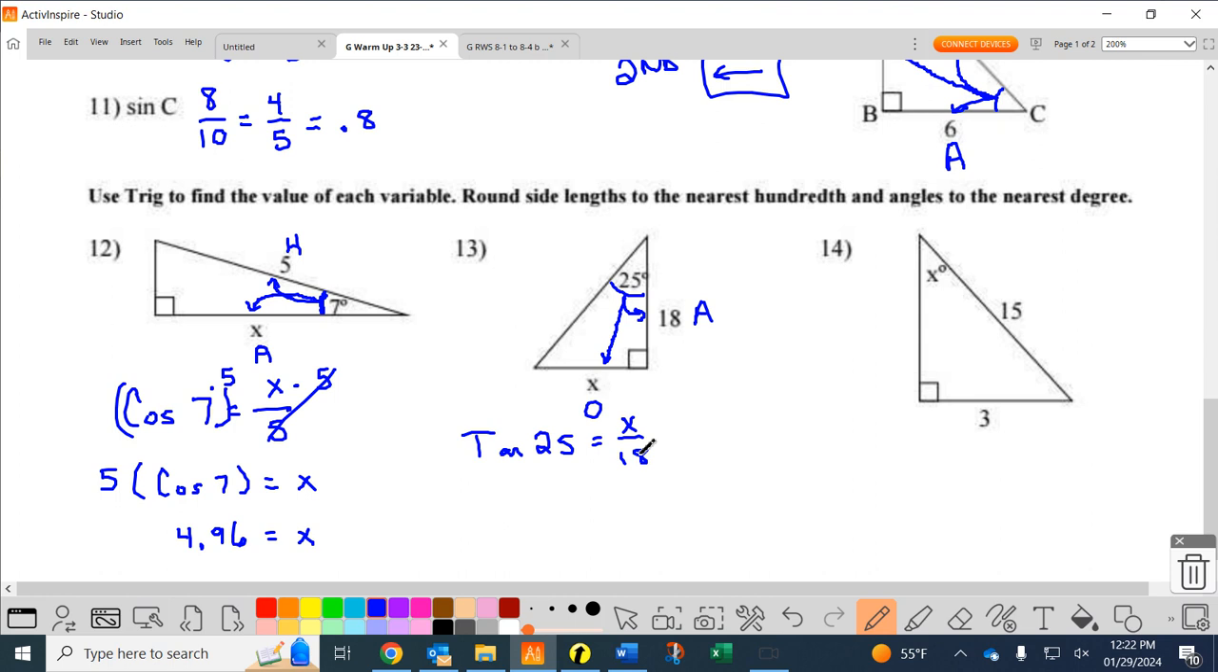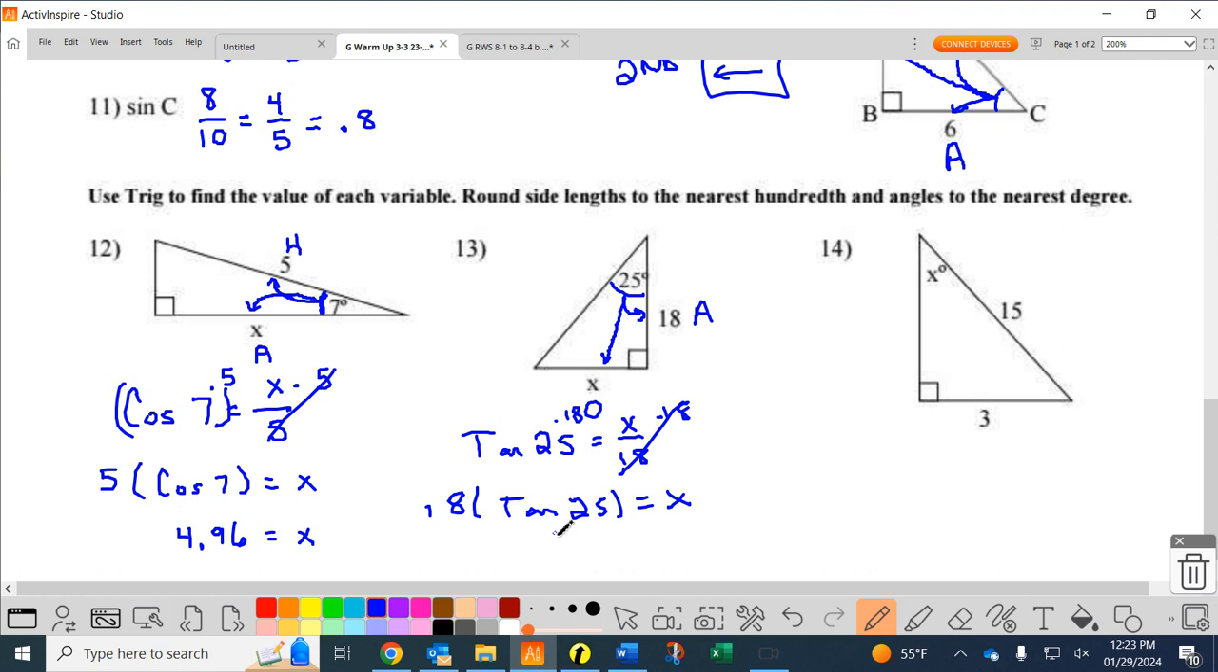Okay, what's the answer, guys? 8 point what? 39. Let's see. Times 18 on both sides, that'd be 18 times 25 equals x, because these cancel out. So when I type that, it's 18 times 25 tangent equals 8.39, which is correct. Nicely done.